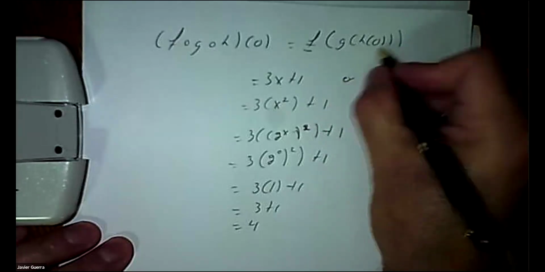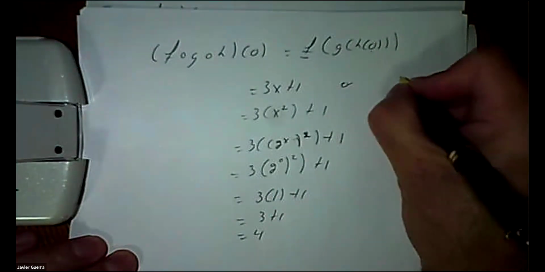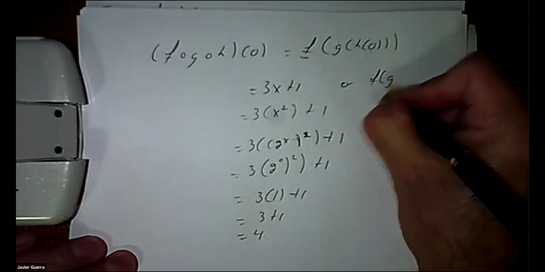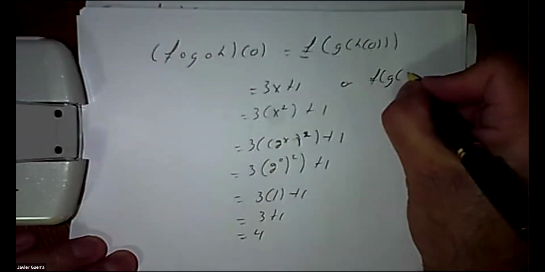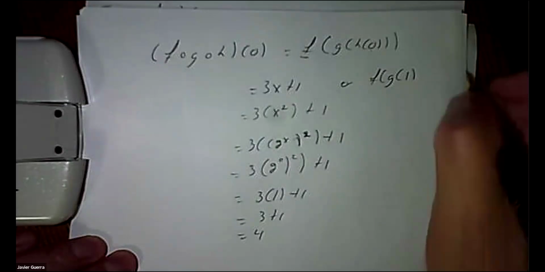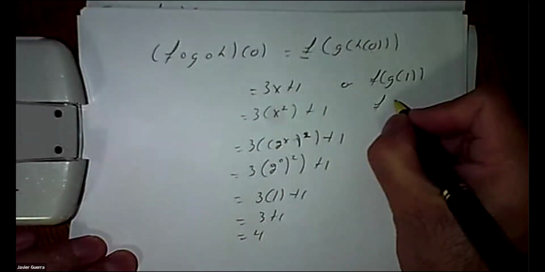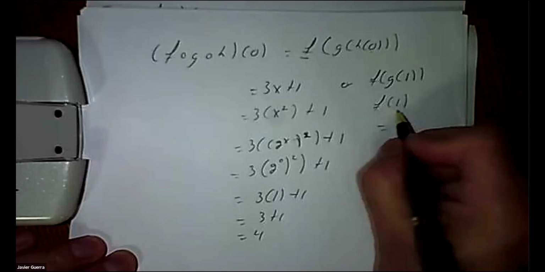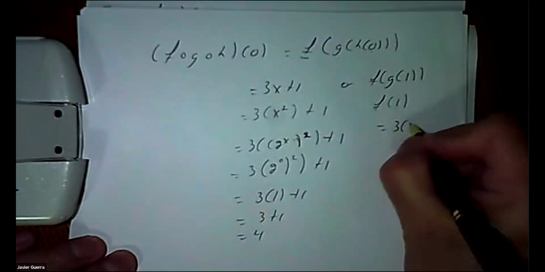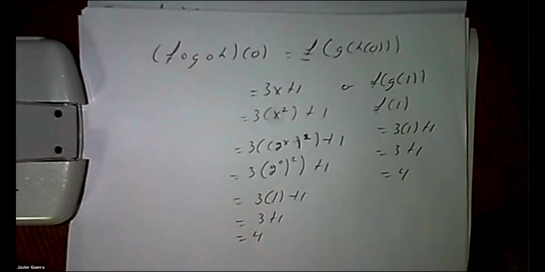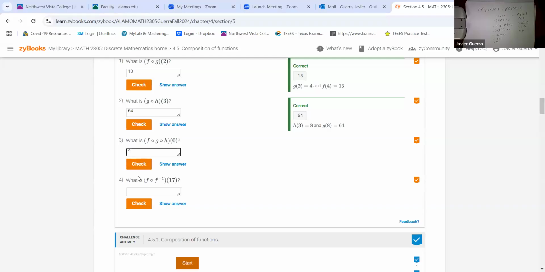Right? Or I can substitute 0 in for my h. So that is 2 to the 0, which is 1. Then I evaluate G at 1. So that's 1 squared. That is 1. And now I substitute 1 into my function F. So that is 3 times 1 plus 1. 3 plus 1, you get 4. You get the same result. All right, so let's plug it in. 4.